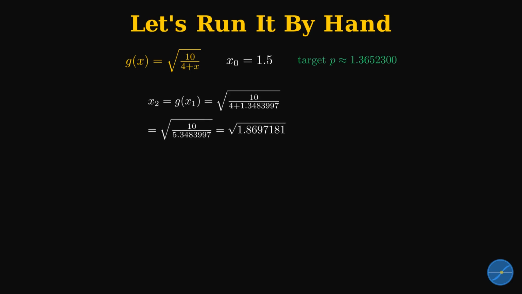In step 2, feed that answer straight back in. 4 plus that is 5.3483997. 10 over it is 1.8697181. Square root again. x2 equals 1.3673764, already close to the root.